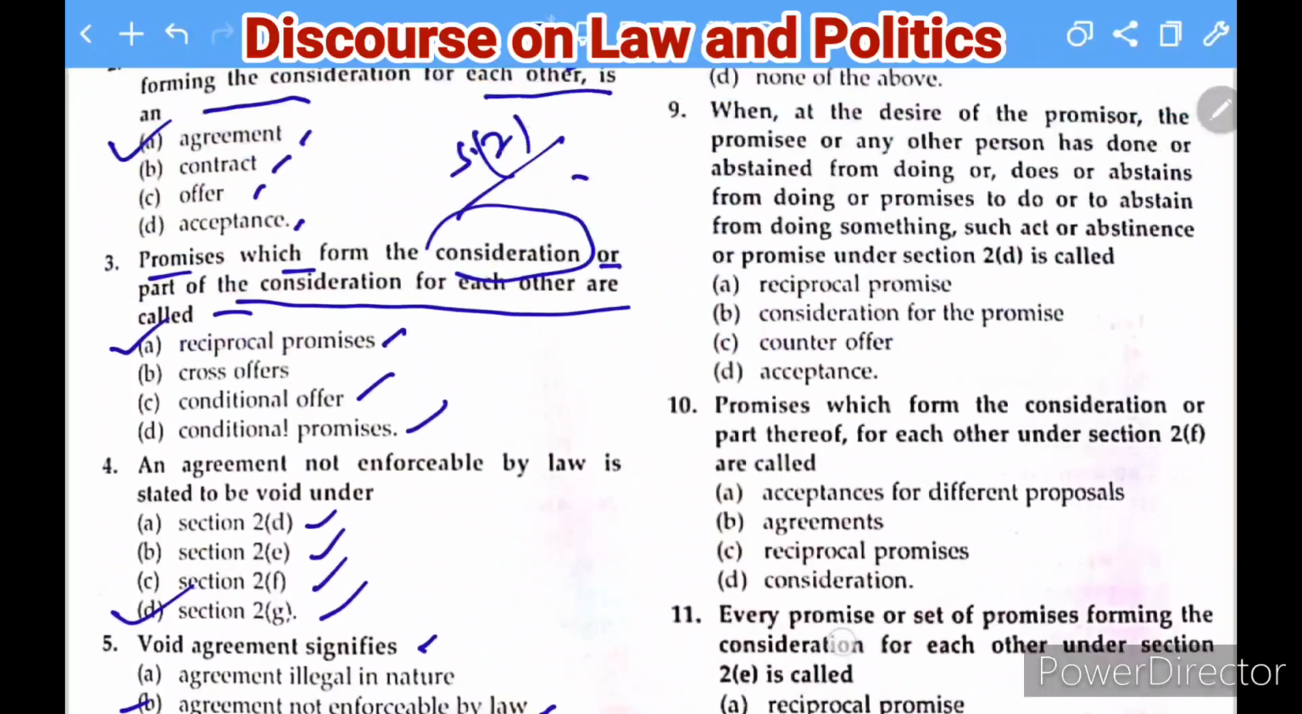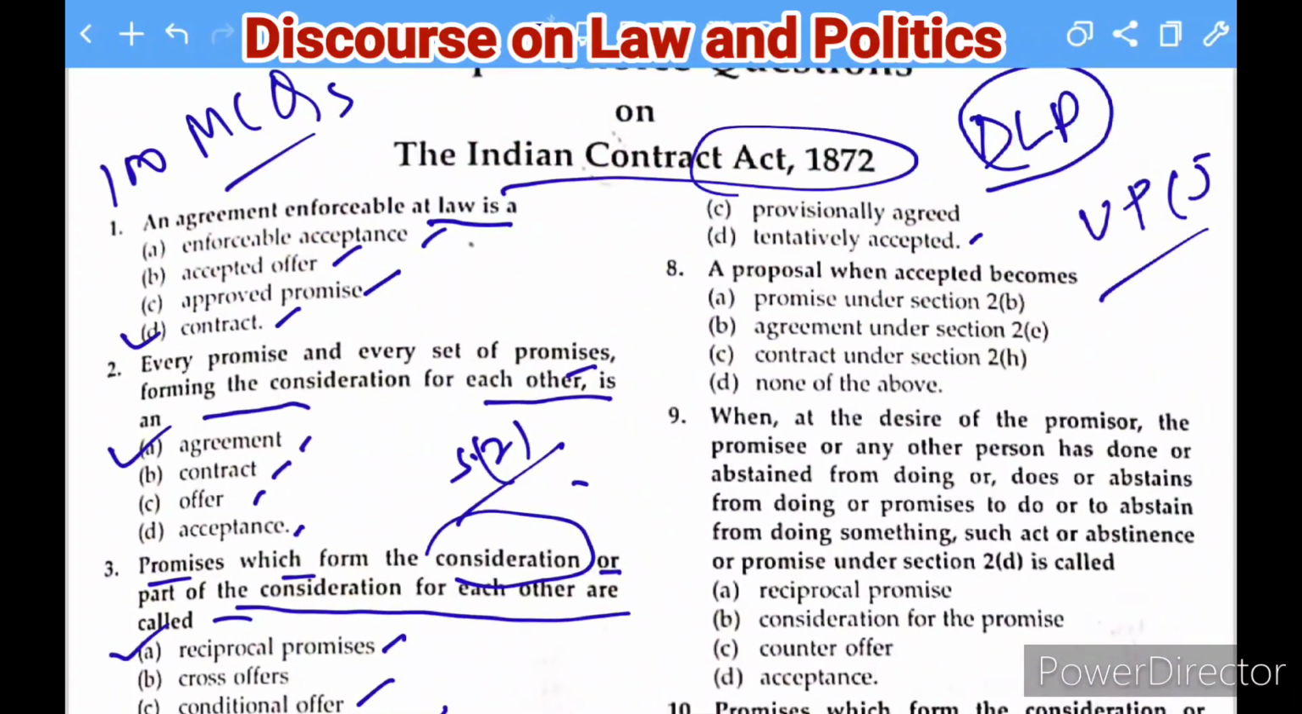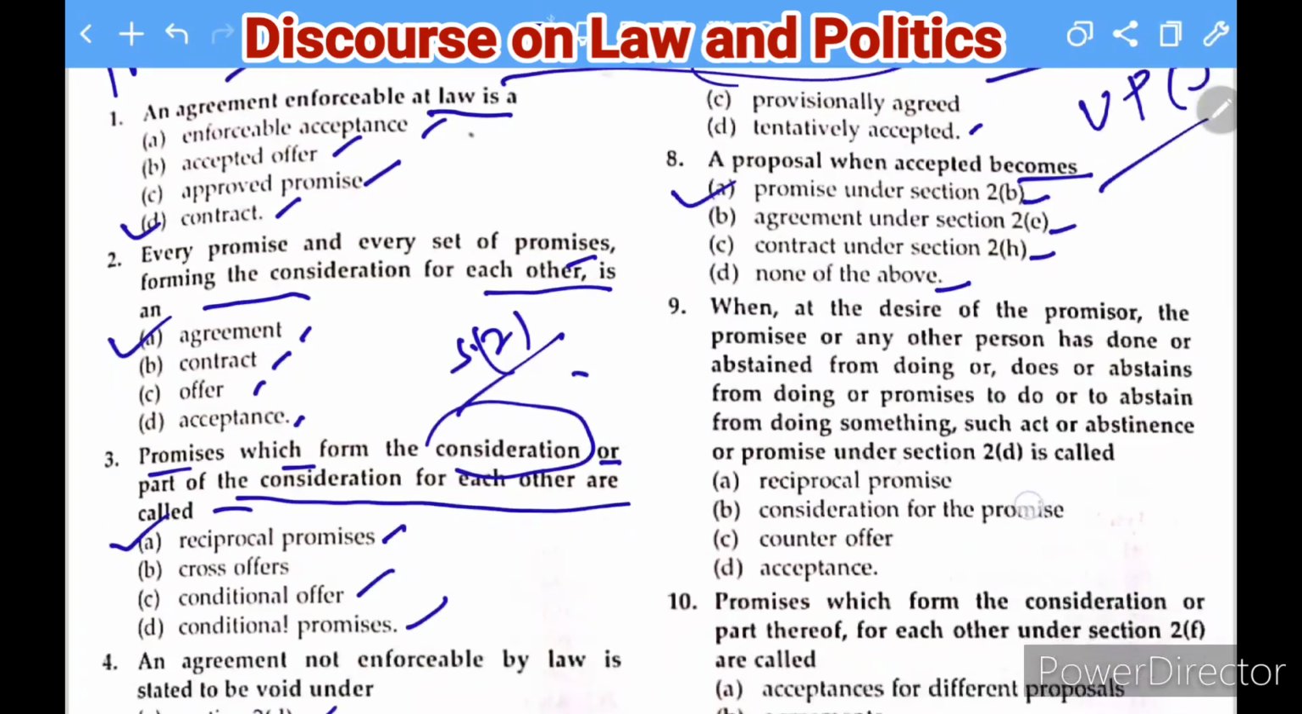Going to the next question, question number 8. A proposal when accepted becomes a promise under section 2b, an agreement under section 2e, a contract under section 2h, or none of the above. So give your answer immediately. I am waiting for your answers. Once a proposal is accepted, it becomes what? Give your answer in the comment box. I am waiting for your response here, my dear friends. Yes, the answer is A, promise under section 2b.